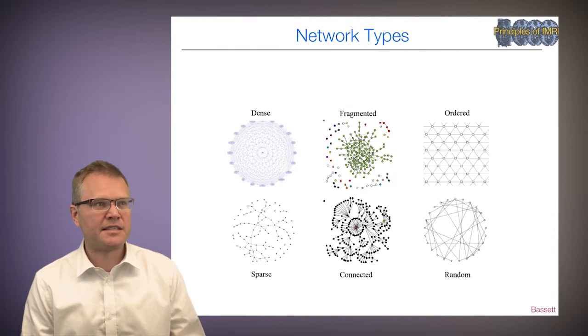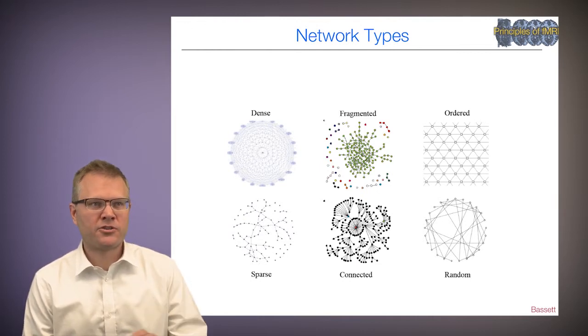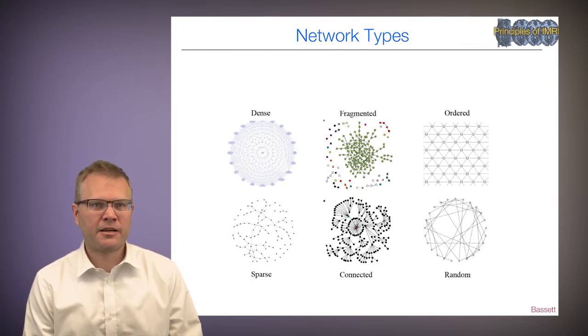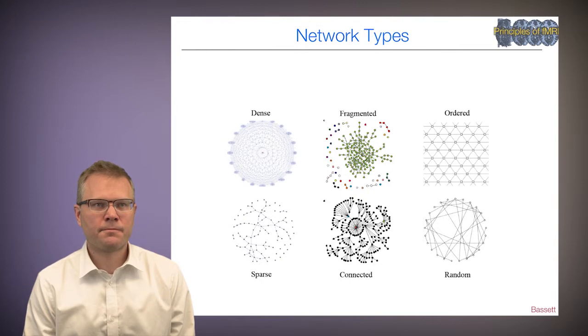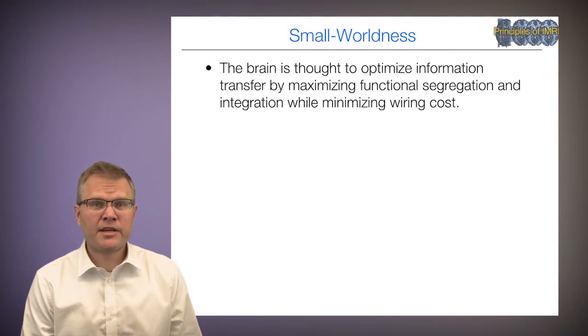There are lots of different network types, and they have different clustering coefficients and different path lengths. Here we see the example of a dense network, a fragmented network with little sub-networks split up, an ordered network, which is very orderly structured in a very fine-grained pattern here. We have sparse networks, connected networks, and even random networks. One particular type of network that we often talk about is the small world network.